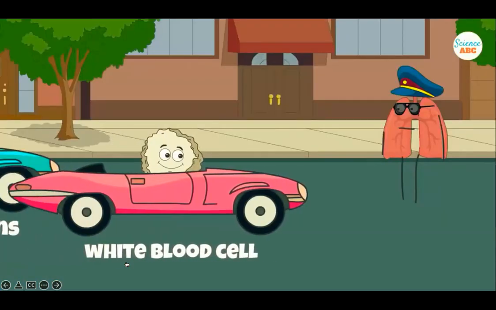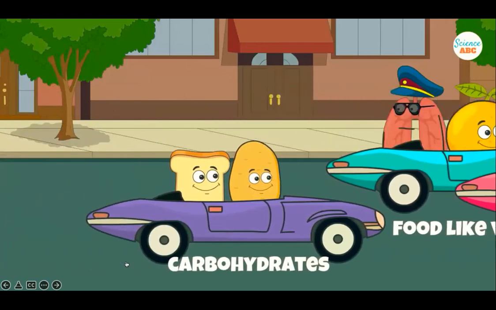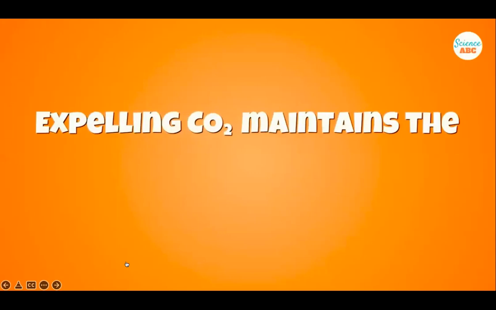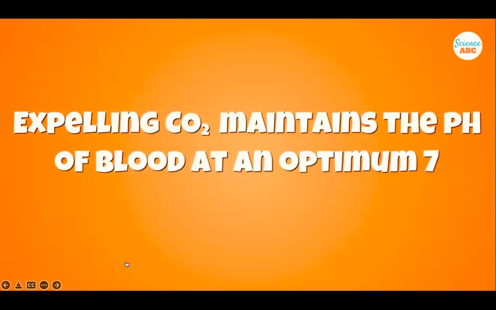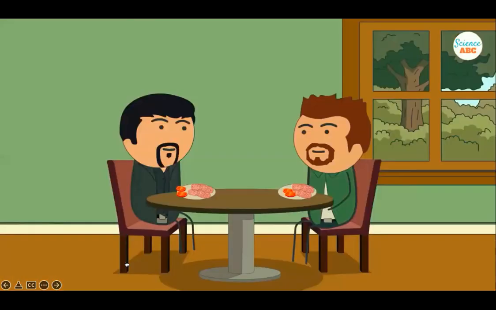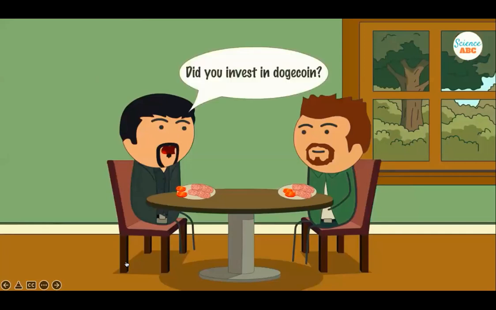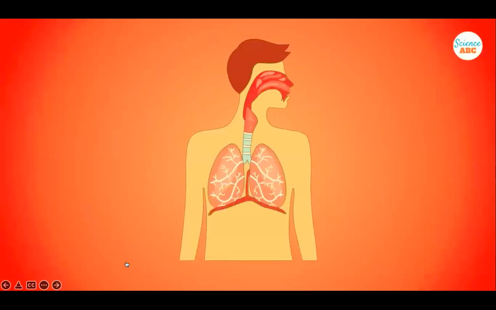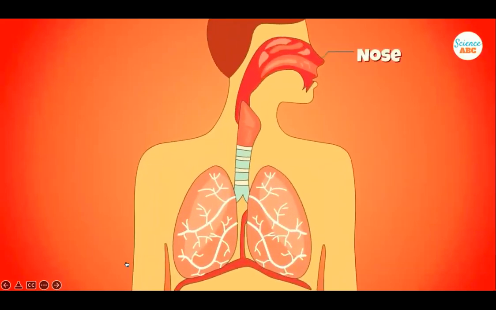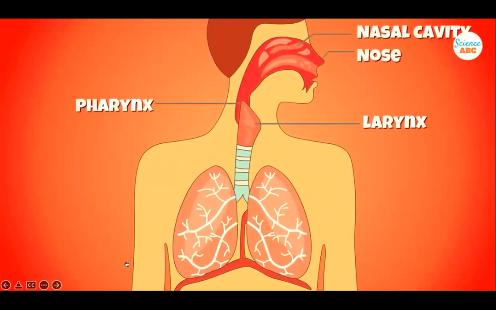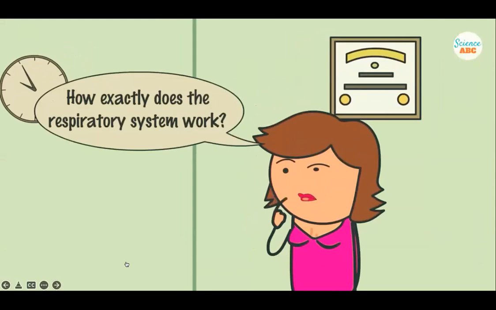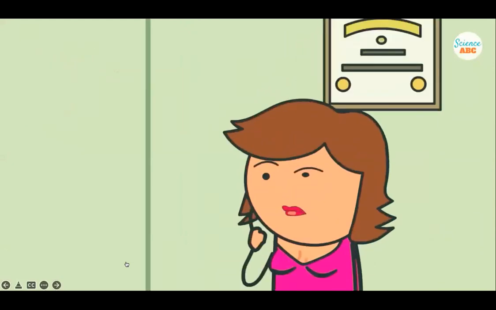Second, carbon dioxide exists in the blood as a base in the form of bicarbonate. Expelling CO2 maintains the pH of blood at an optimum 7.4. The respiratory system also makes it possible for us to speak and smell. These functions are carried out by the different parts of the respiratory system: the nose or nasal cavity, the pharynx, the larynx, the trachea, the bronchi, and the lungs. So, how exactly does the respiratory system work? Everything begins with the brain.